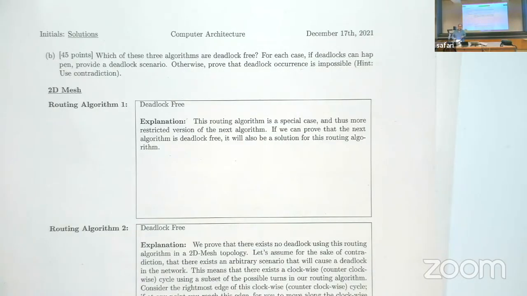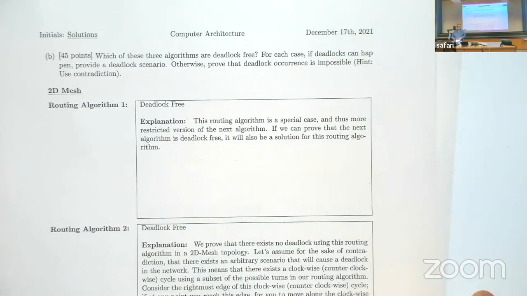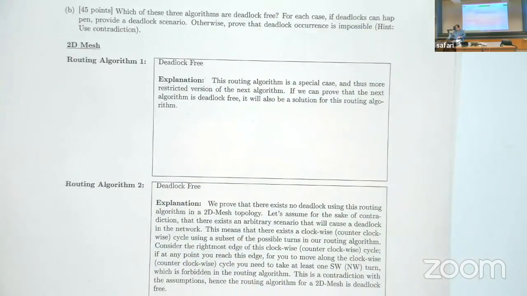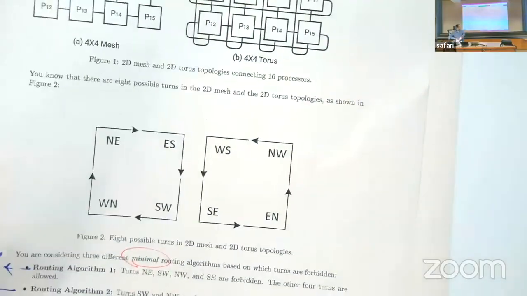If the algorithm is deadlock free, you need to prove it. Or if you are saying that this algorithm is not deadlock free, you just need to provide an example that deadlock can happen. So for routing algorithm 1, we know that it is XY. From the course, you know that XY is deadlock free. But if you want to prove that also, that would be easy. Let's take a look at this.